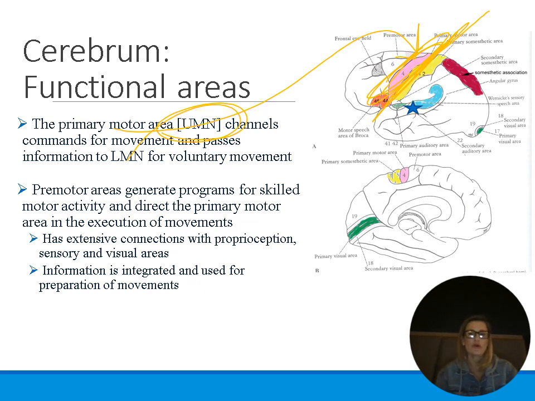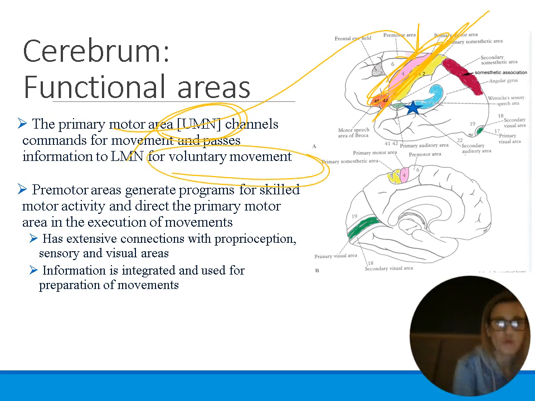The lower motor neuron is down either in the brainstem or in the ventral horn, the anterior horn of the spinal cord, depending on what muscles it is that we're moving. So this is for voluntary movements. We're sending commands out to skeletal muscles. So the commands that tell our skeletal muscles to contract originate up in this primary motor cortex, which is in this precentral gyrus.